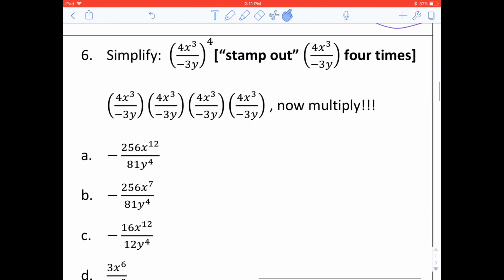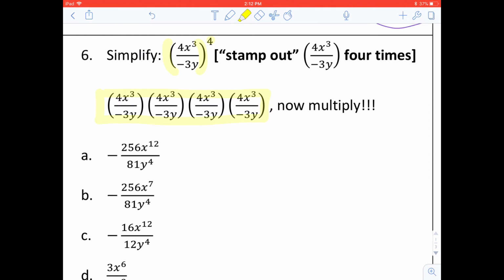On 6, you'll notice that you have a little power right here, and it has something in parentheses. So what I like to describe that as is stamping out the parentheses, because the power tells you how many times to multiply something by itself. So we need to take that term in parentheses, and multiply it times itself 4 times. And you'll see that I have done that right down here.